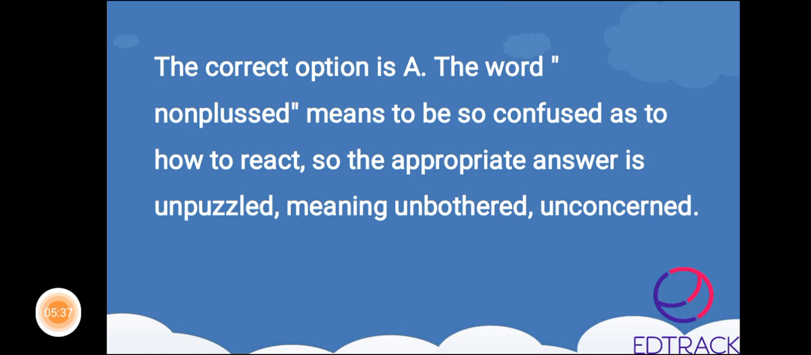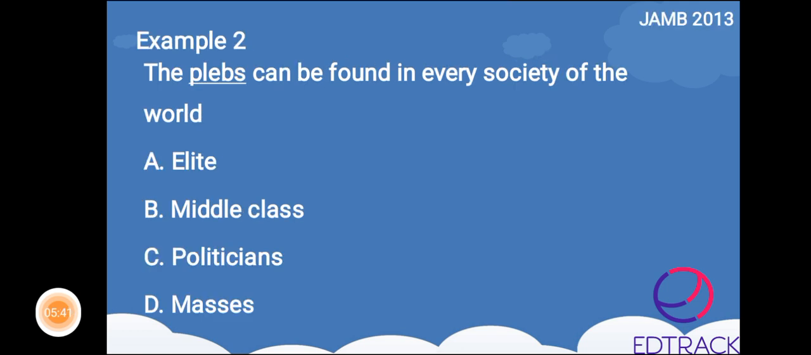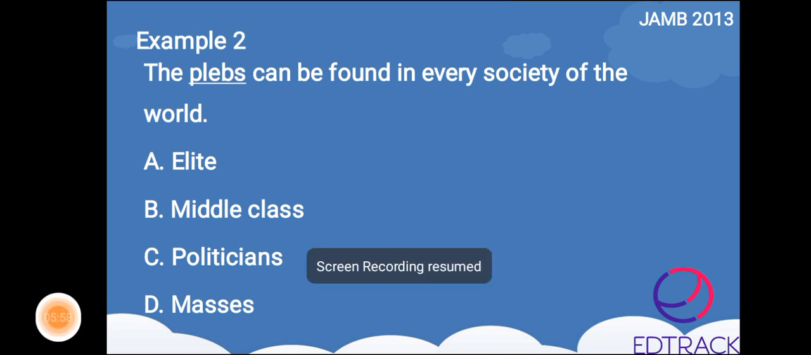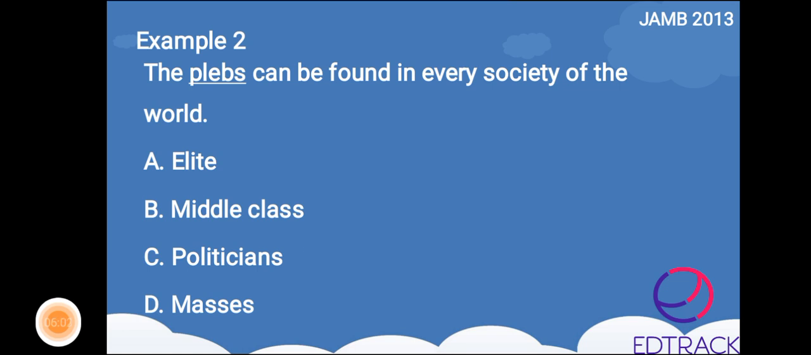Now let us get to the second question, the second example. The plebs can be found in every society of the world. Please, there should be a full stop at the end of the word world, as that is a complete sentence. Let me quickly put the full stop. All right, let's get back to work. The plebs can be found in every society of the world.